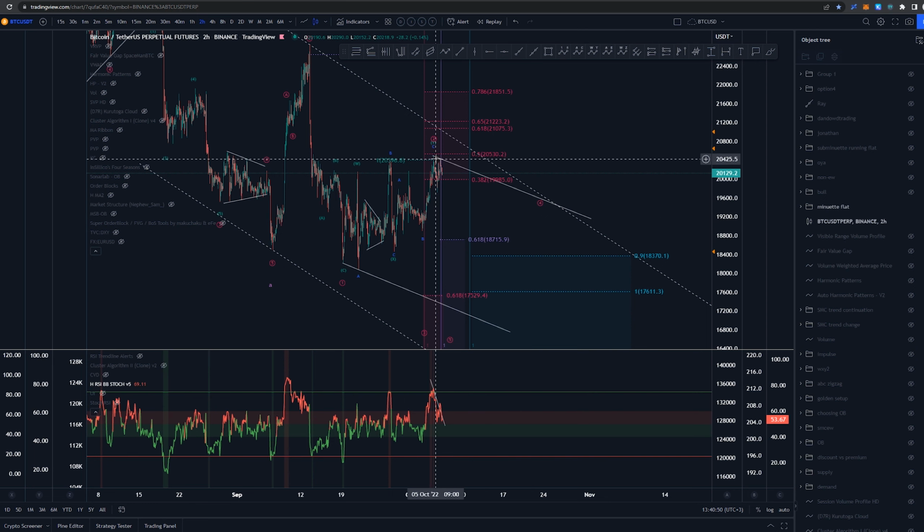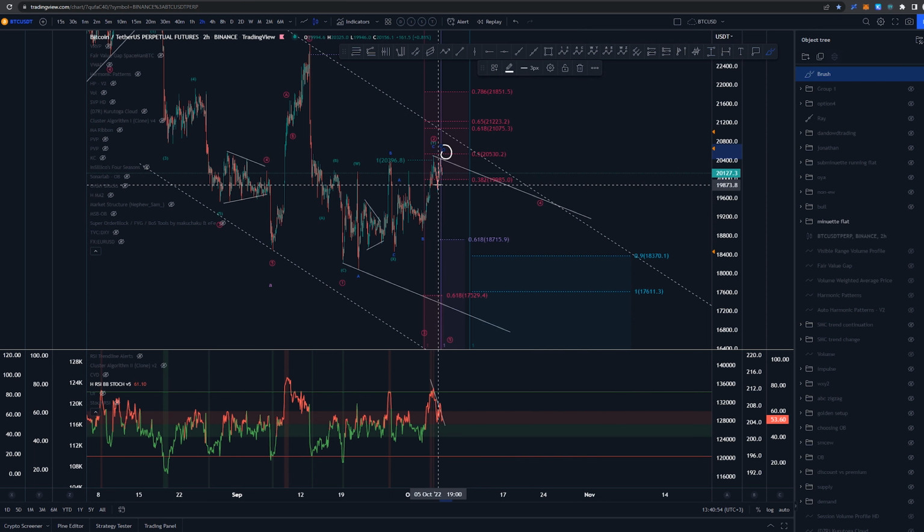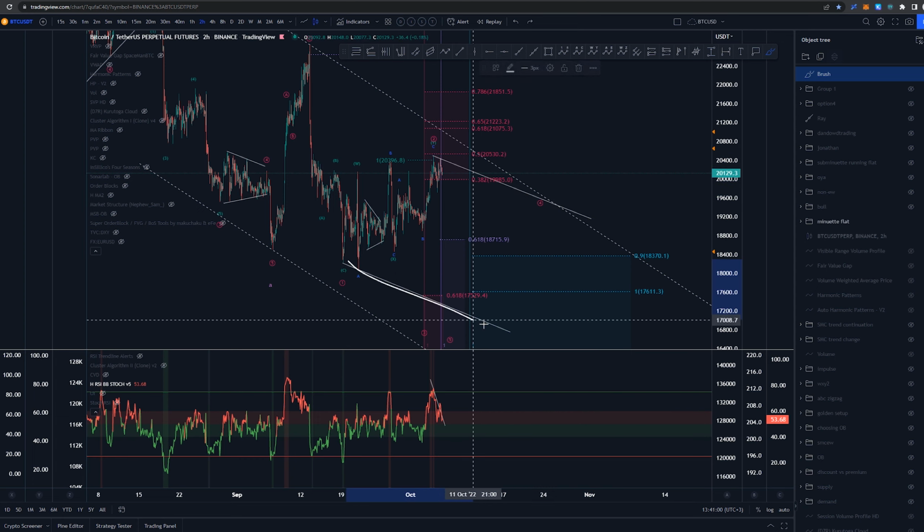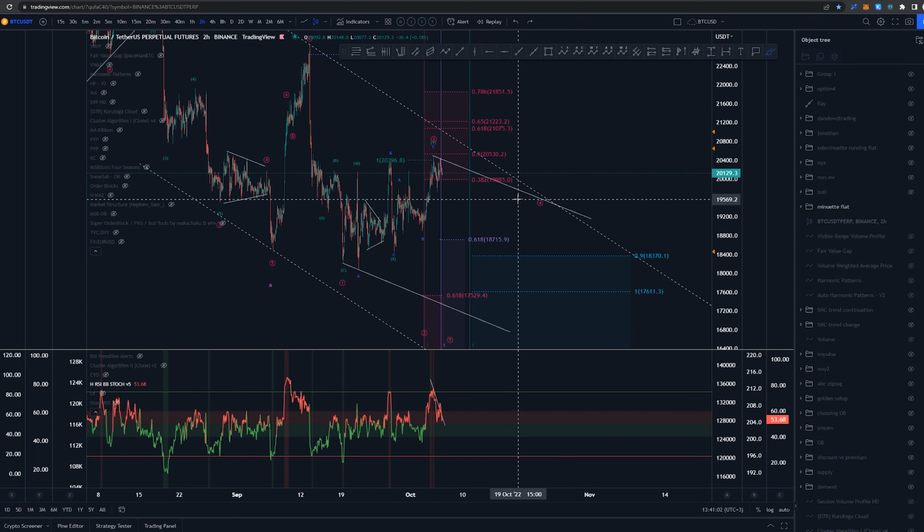And yeah, at this moment I definitely want us to take out this current high that we had, just because the slopes of these two trend lines are very similar. So before going downwards, I definitely want to see that.